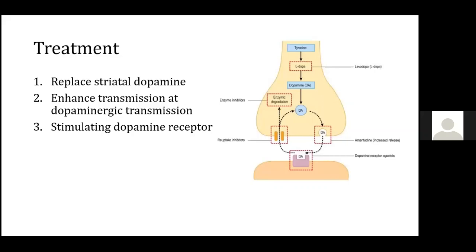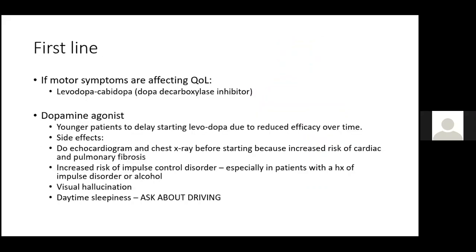Treatment. So treatment normally involves replacing striatal dopamine, enhancing transmission of dopaminergic neurons, and stimulating the dopamine receptor. So there are classic treatments. The treatment you might see is levodopa plus carbidopa. Carbidopa is a dopa decarboxylase inhibitor. That's the most common treatment used. You might have also heard it called Madopar. So that's levodopa and carbidopa.